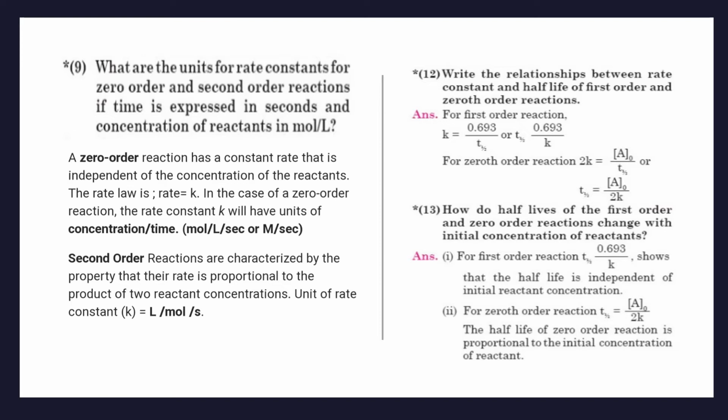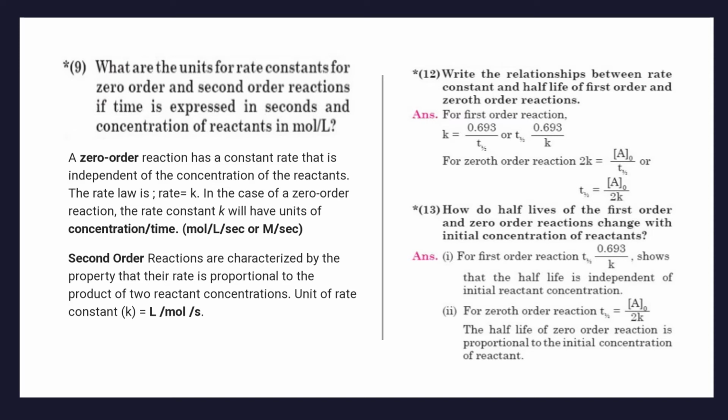Ninth question. Write the relationship between rate constant and half-life of first order and zeroth order reactions. Answer. For a first order reaction, k is equal to 0.693 upon t half, or t half is equal to 0.693 upon k, where k is the rate constant and t half is the half-life period. For a zeroth order reaction, 2k is equal to A0 upon t half, or t half is equal to A0 upon 2k, where A0 is the initial concentration of the reactant and k is the rate constant.